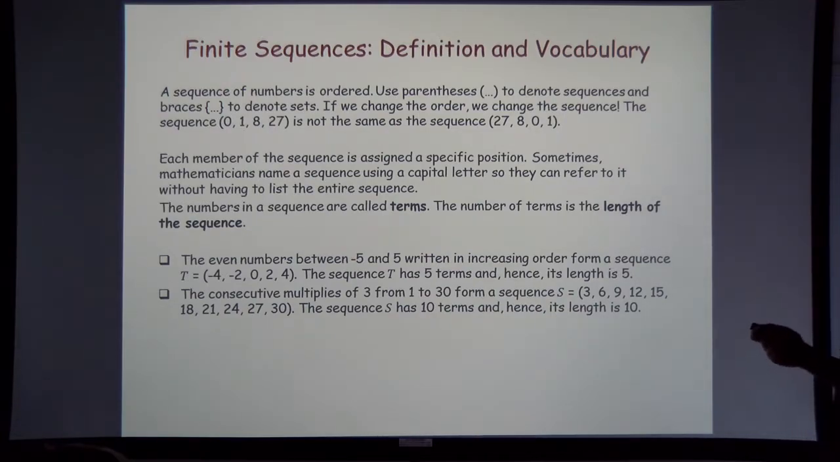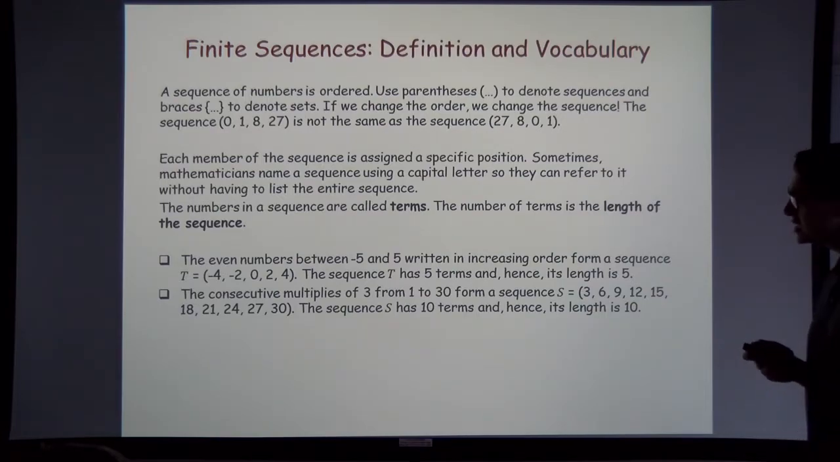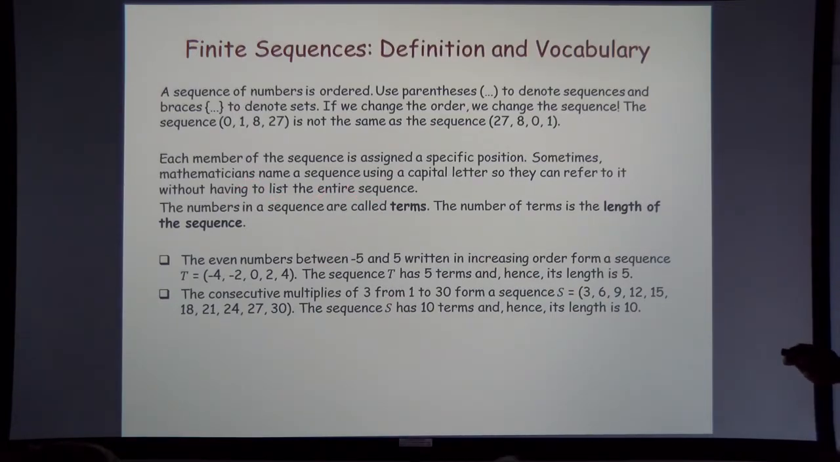Each member of the sequence is assigned a specific position. Sometimes mathematicians name a sequence using capital letters, so they can refer to it without having to list the entire sequence. The numbers in the sequence are called terms. So all the numbers in your sequence are called terms. The number of terms is the length of the sequence. So the even numbers between -5 and +5, written in increasing order, form a sequence: -4, -2, 0, 2, 4. So the sequence T, notice it's labeled with a capital letter, has 5 terms. Hence its length is 5.